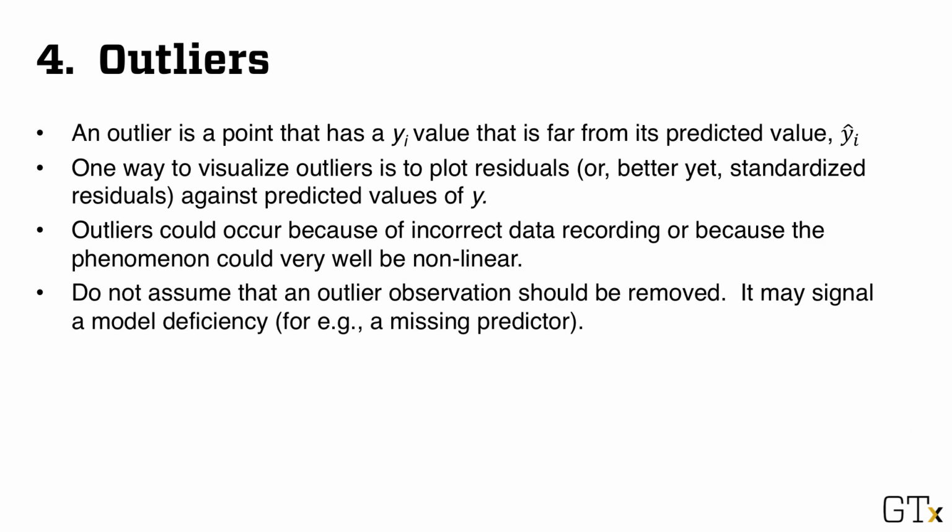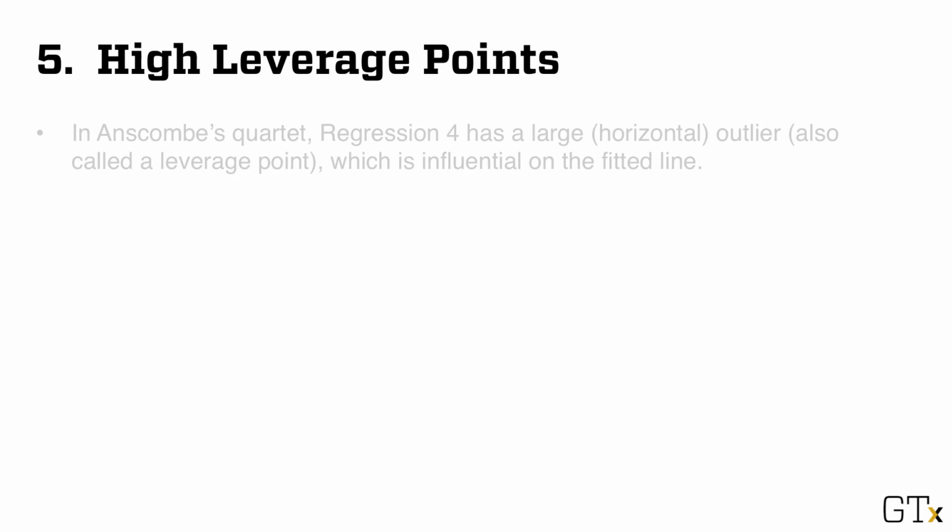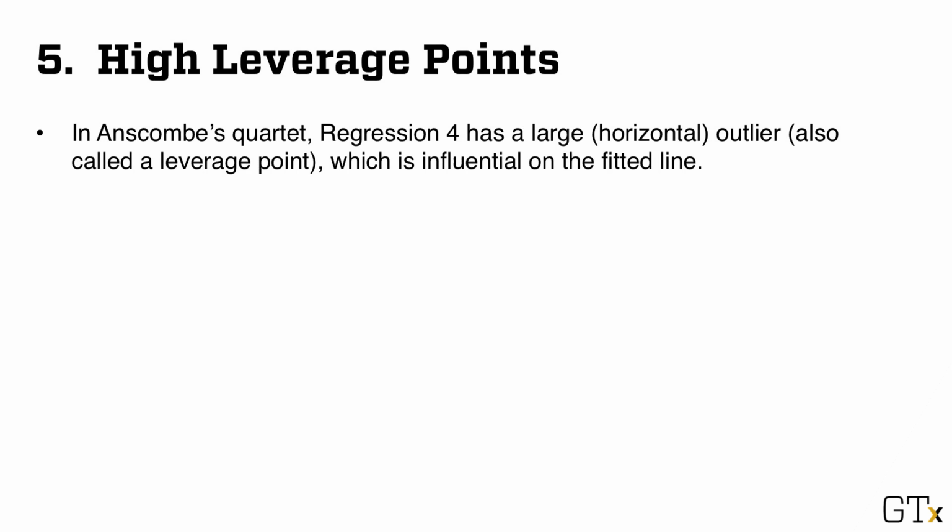So, do not assume that an outlier observation should be removed. It may signal a model deficiency, for example a missing predictor. A fifth potential problem with linear regression is points which have high leverage. We saw this in Anscombe's quartet, where regression 4 had a large horizontal outlier, a point which is called a leverage point, which is very influential on the fitted line.